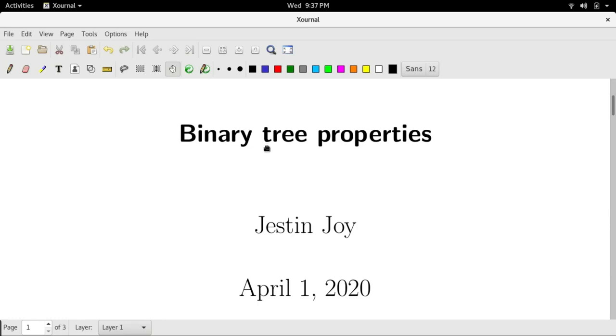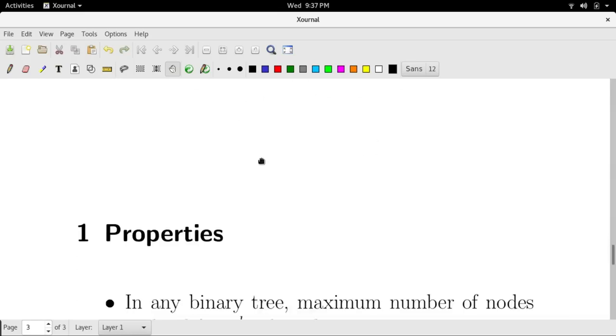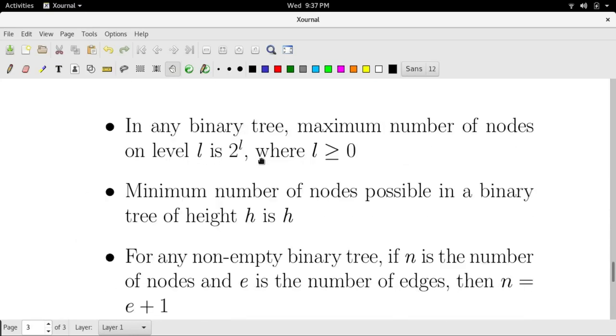This lecture explains important properties of binary tree. Binary tree is a special type of tree. The node will be having at most 2 children. These are the important properties of binary tree.